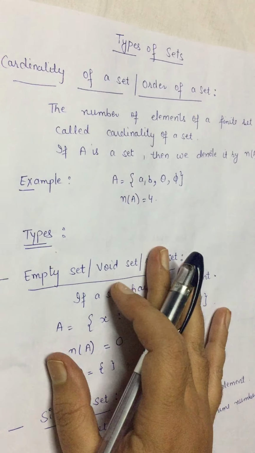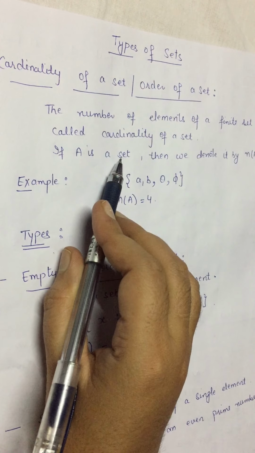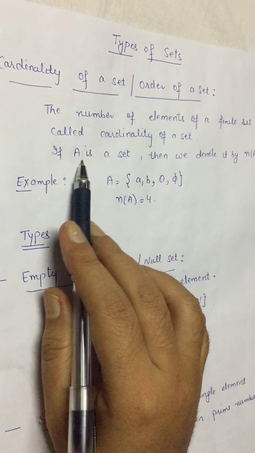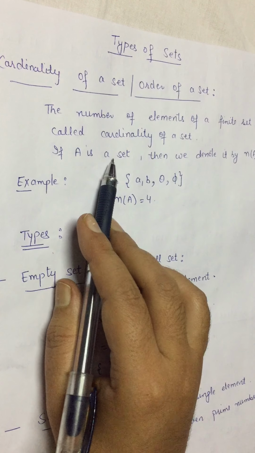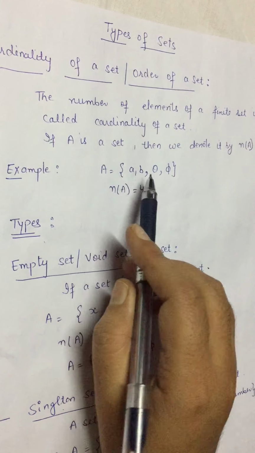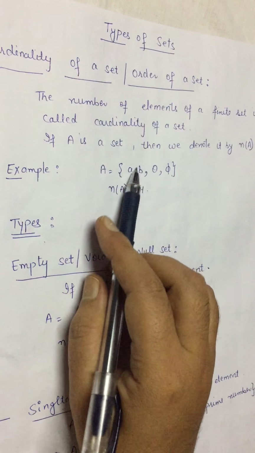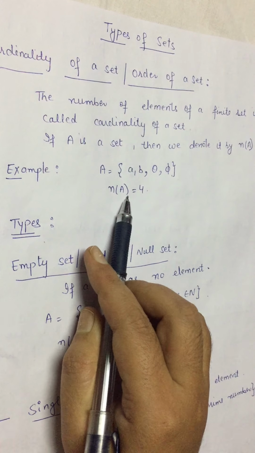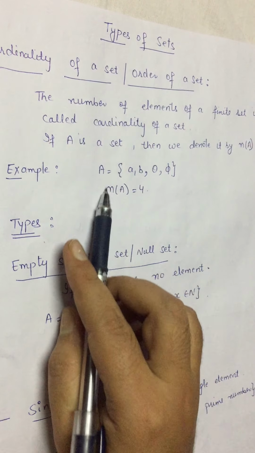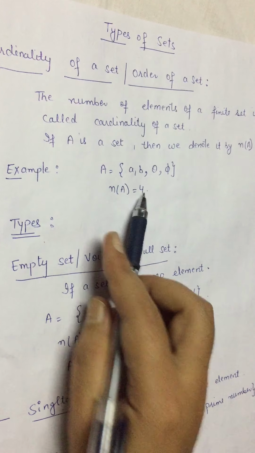So what is its definition? The number of elements of a finite set is called the cardinality of a set. If I have set A, then the number of elements present in A will be the cardinality of the set, or the cardinal number of a set. I am taking here the example A is {a, b, theta, phi}. So count the number of elements: a, b, theta and phi. These are 4 elements. So the number of elements in A is 4, the cardinal number of A is 4, or we can say the order of A is 4.